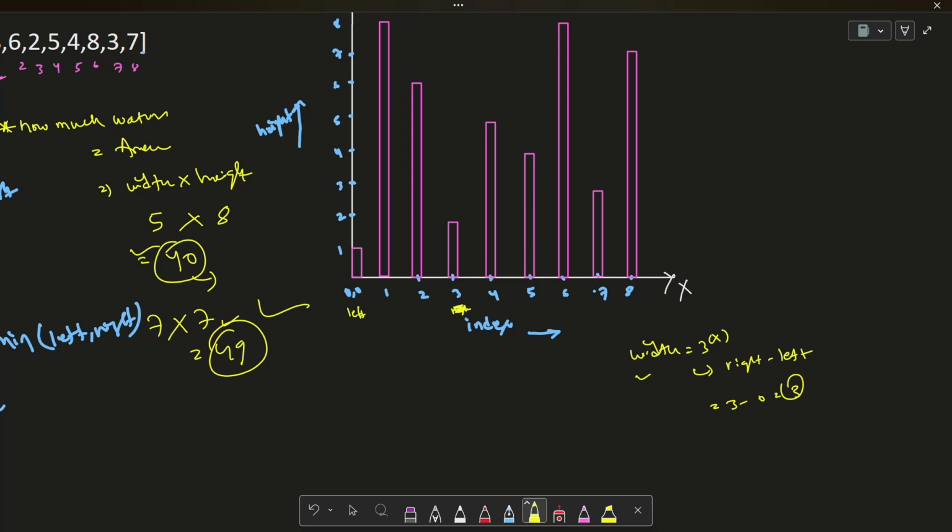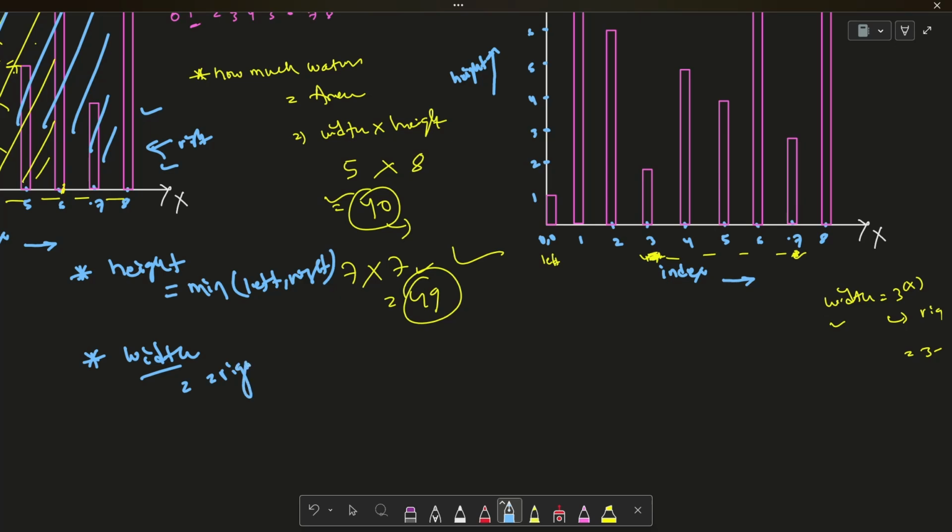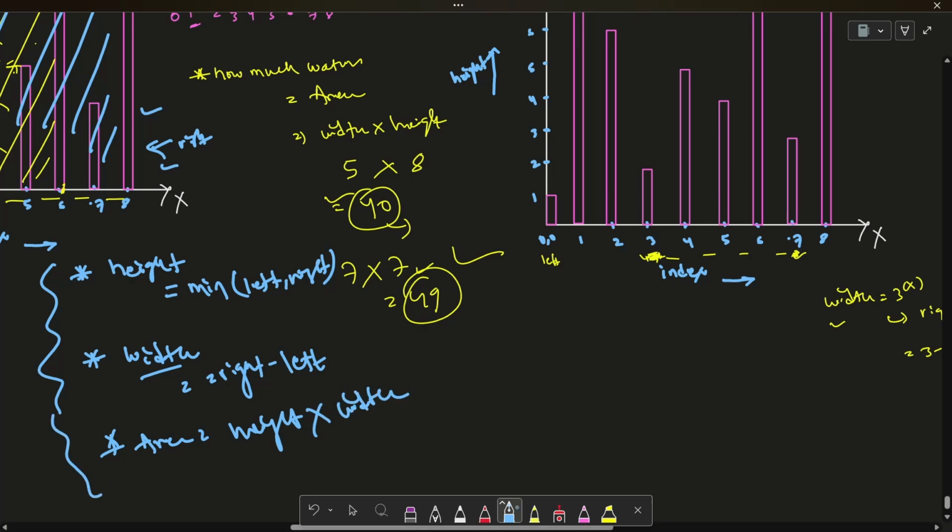Let's take another two. Assume this is 3 and this is 7. If you normally count 1, 2, 3, 4, the width is 4. Let's try this formula. Right is 7, left is 3. 7 minus 3, 4. You can see both are matching. So how are we getting width? Right minus left. Okay, this point we have to remember. And the area we have already discussed, height into width or width into height, both. These points we have noticed here.